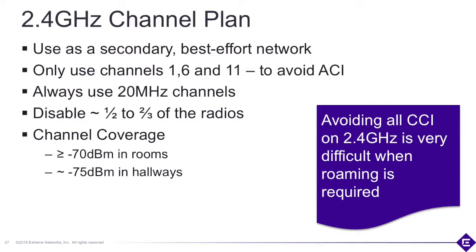Channel plan is very key whenever you're trying to get capacity out of a network and raise your user experience. Avoiding all interference on 2.4 is very unlikely whenever roaming is required. Anytime you're looking to roam between APs, you need some significant channel overlap in order to make those roams seamless. And it's hard to not have interference when you're trying to push for that.